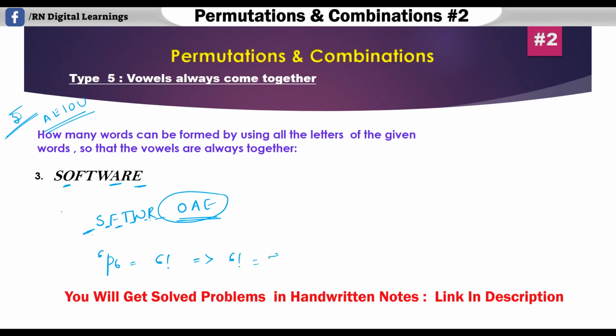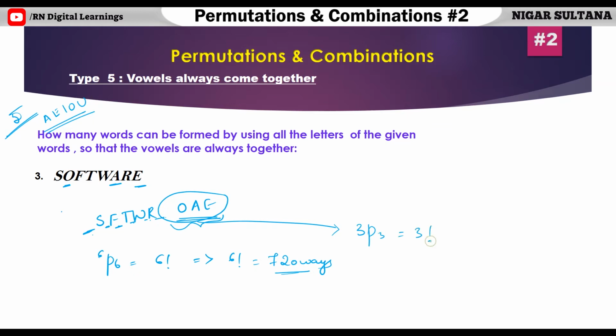That is 720 ways, isn't it? Now I need to write the permutation of OAE. How many letters are here? Totally 3 letters, that is 3P3. What is 3P3? That is 3 factorial, which can be written as 3 into 2 into 1, that is 6.